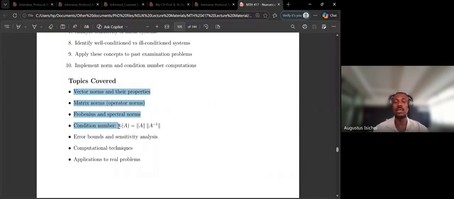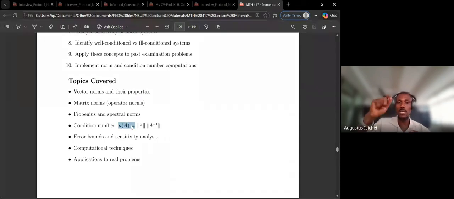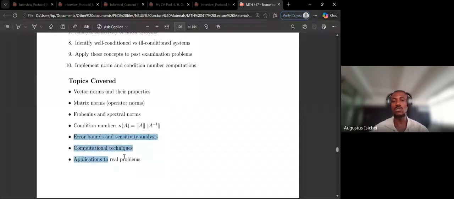The condition number is presented as kappa of A equal to the norm of A times the norm of the inverse of A, all right, or the inverse norm of A. The norm of A times the inverse norm of A. That's how to obtain a quantity which is referred to as the condition number. It's presented as kappa of A. This is K, right? This curly letter is not like the English letter A, but it is the Greek letter kappa of A. Then we'll also cover error bounds and sensitivity analysis, computational techniques, and applications to real problems.